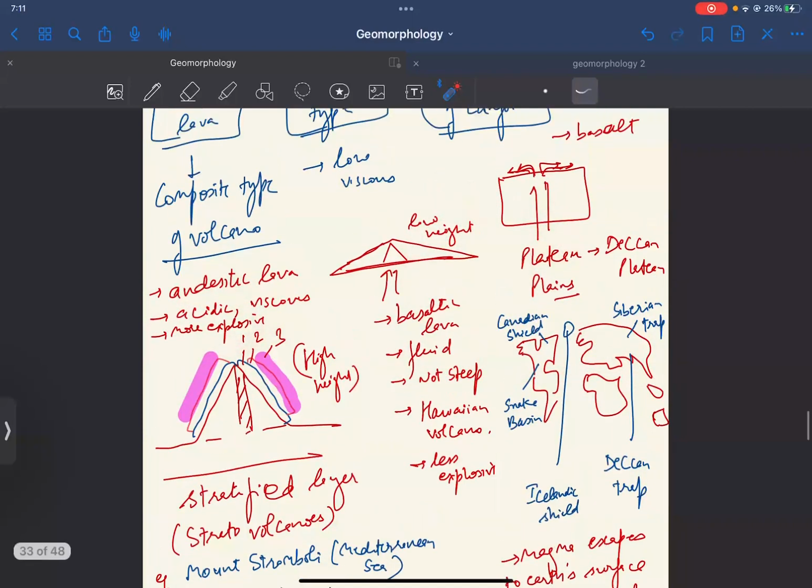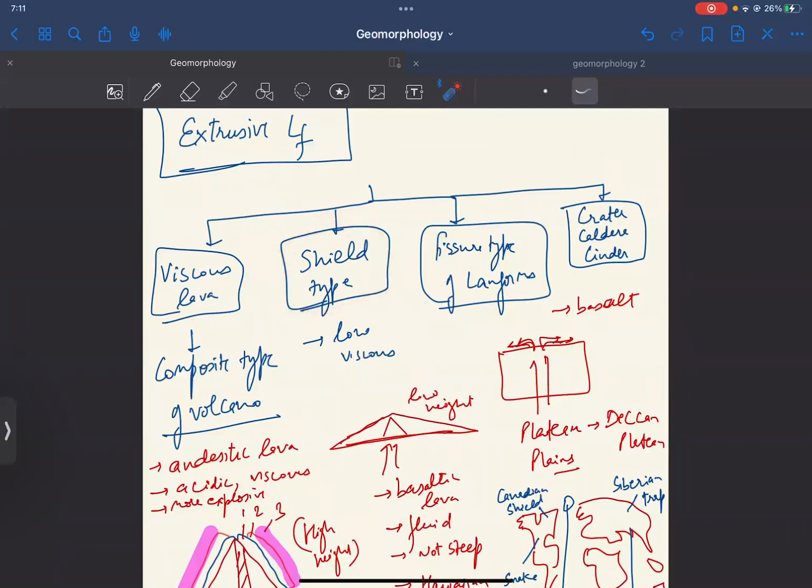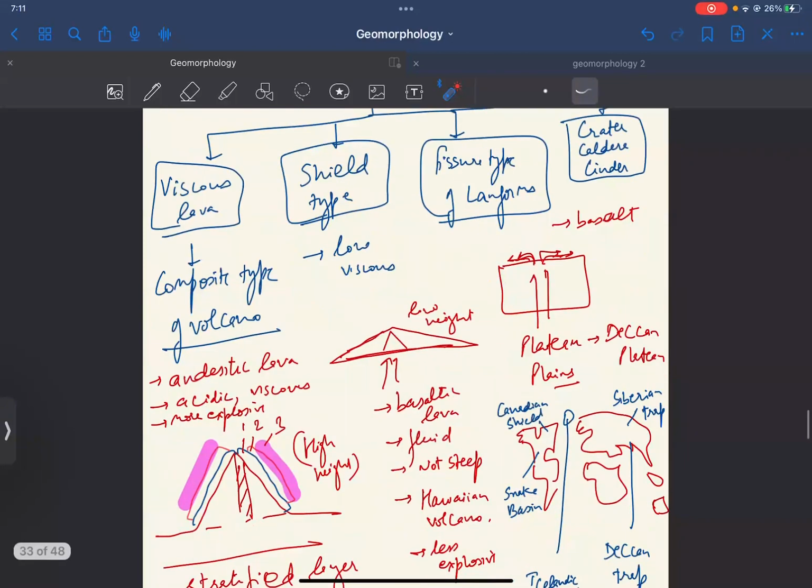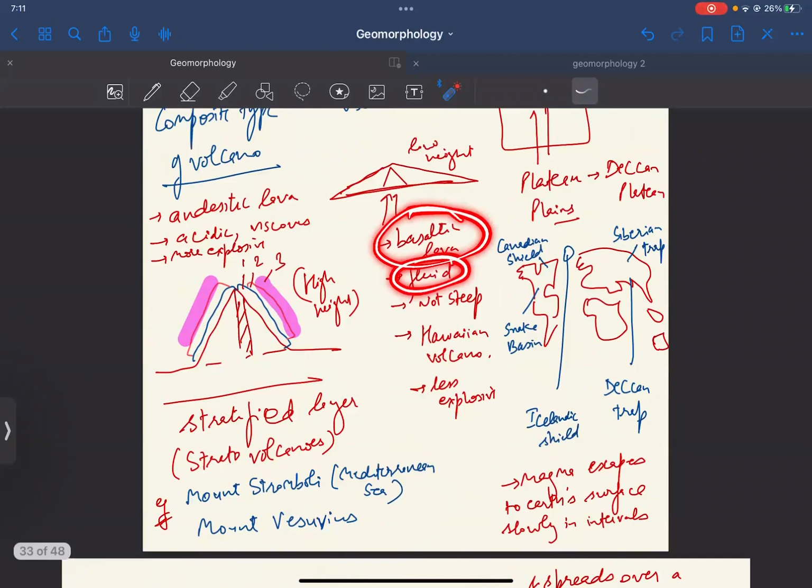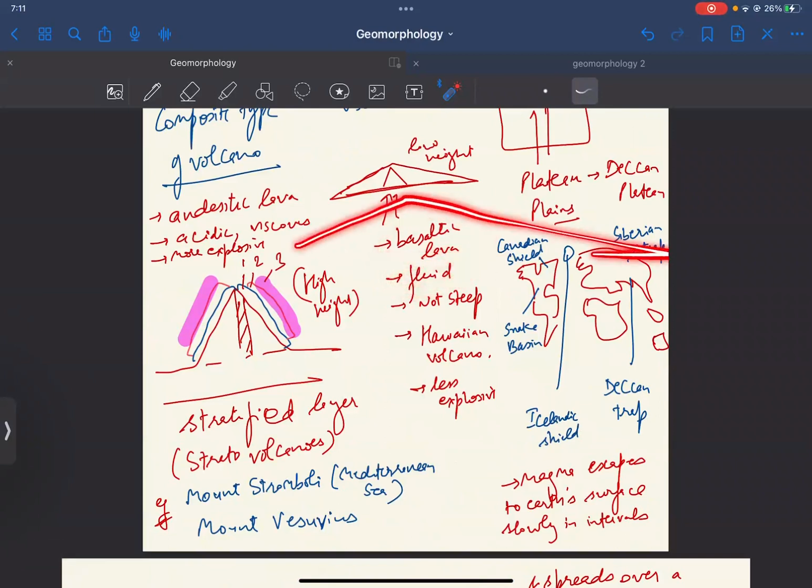Then the second type of volcano, we have the shield type. In this, we have basic lava. Basic lava has high fluidity. So the kind of volcano that is formed is a low height one. They have a wide base and low height, so they're not steep. The best example is Hawaiian type of volcanoes. I hope you know where Hawaii is. Hawaii is in the Pacific Ocean, and these are less explosive.